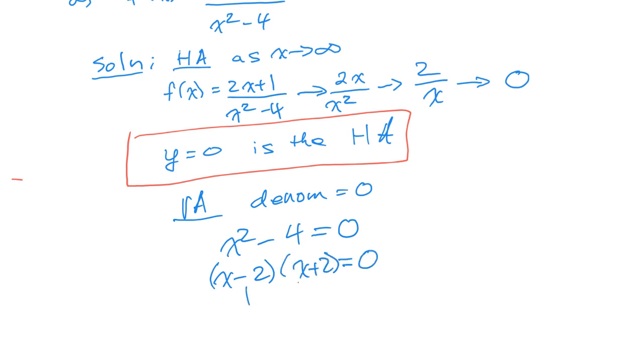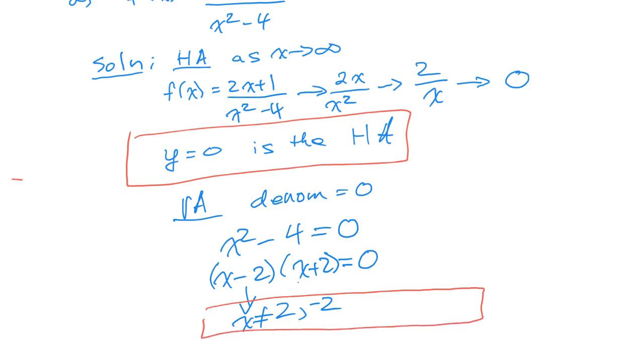So here's what it tells us. x cannot equal the following: 2 and negative 2. And that means these are your horizontal asymptotes. Sorry, you're not your horizontal asymptotes. You're vertical asymptotes. All right, so those are your vertical asymptotes: x is equal to 2 and x is equal to negative 2.